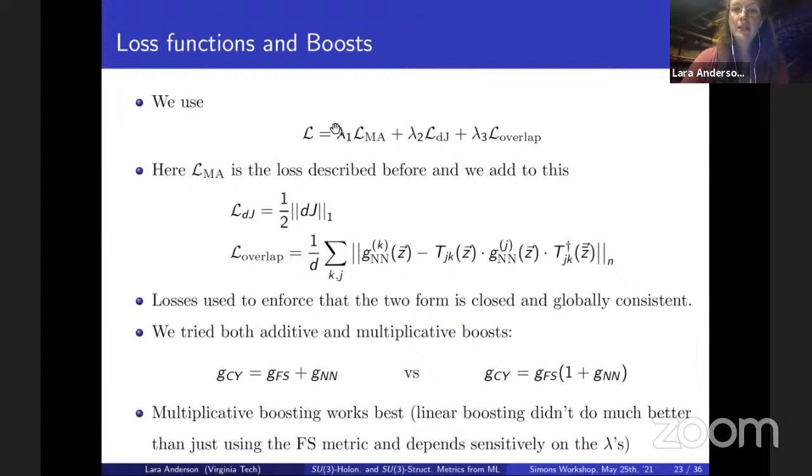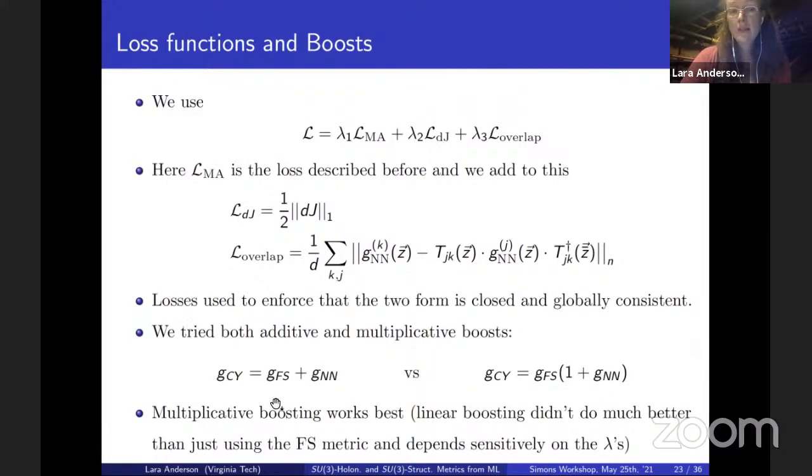And we can experimentally try how these different weights should be varied in order to train the network effectively towards a Ricci-flat solution. The losses, as I just said, are used to ensure that the two form is closed and globally consistent. There is, in addition, a question of a so-called boost to the network. This is basically where you want to start the network to try and ensure that it reaches a reasonable solution. So you could try starting close to a known solution like the Fubini-Study metric and perturbing away from that. You could try this either by adding a perturbation or by multiplicative perturbation.